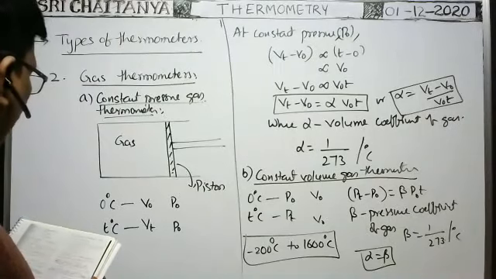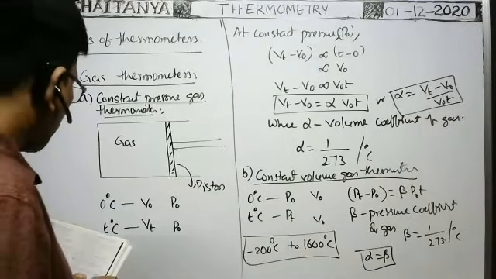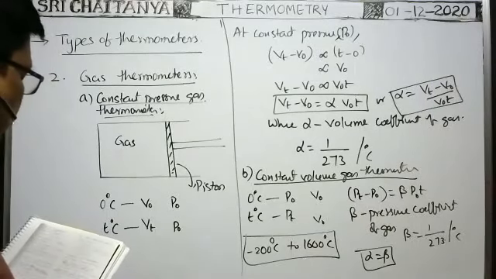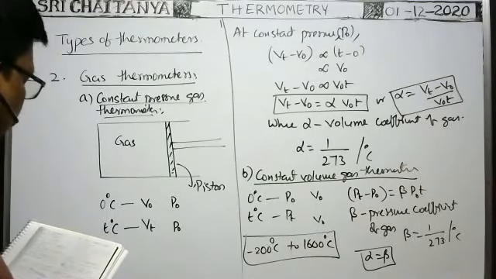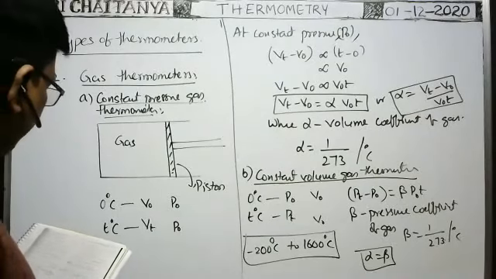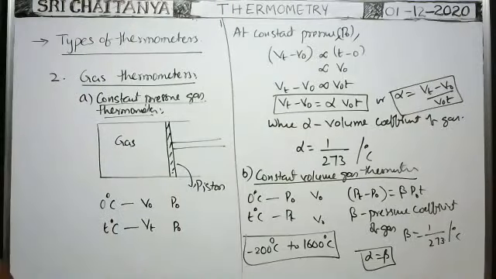Next, with the help of the hydrogen gas thermometer, we can measure minus 200 degrees centigrade to 500 degrees centigrade. For helium gas, minus 268 degrees centigrade to 500 degrees centigrade. For nitrogen gas, minus 200 degrees centigrade to 1600 degrees centigrade. Okay, that is the gas thermometer.